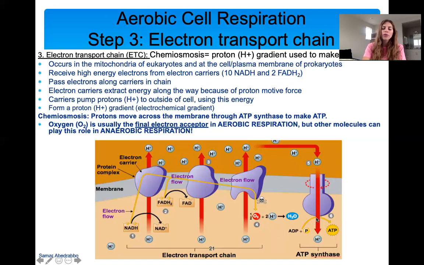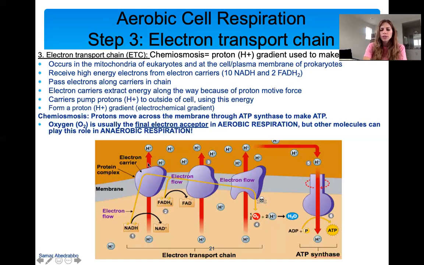And every time they go through ATP synthase, they cause that protein to create an ATP. So this is how this process is done. This is a very short summary of how it's done. It's a lot more detailed than that.